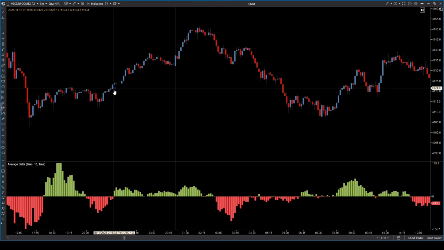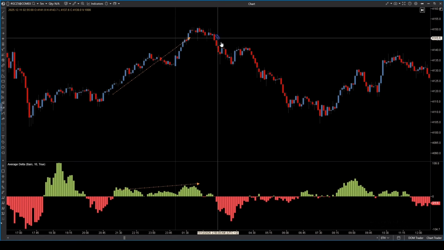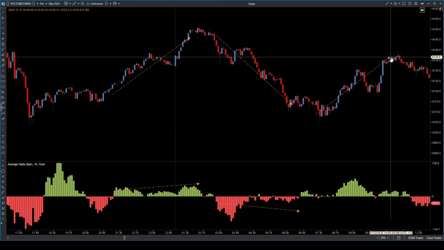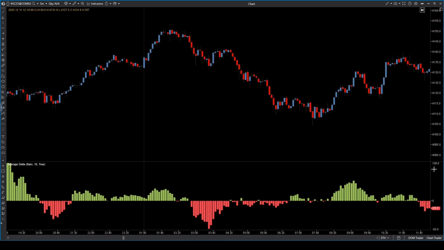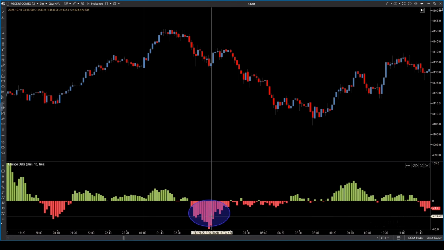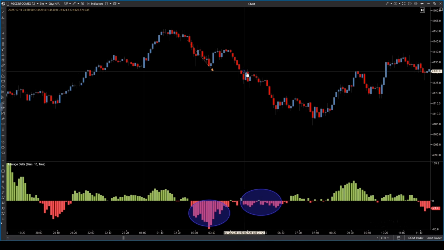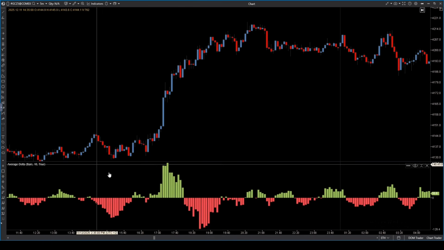The average delta helps you better understand whether growth is supported by buying volume, spot early signs of weakening momentum, and filter out false breakouts when the price moves up, but the delta remains negative.